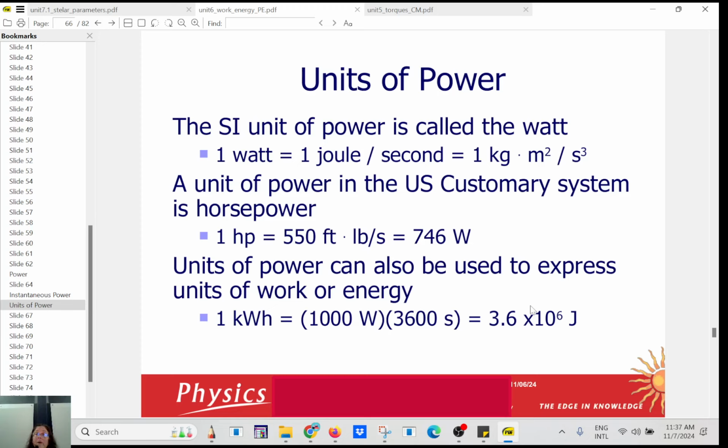Okay, so units of power, 1 watt is 1 joule per second. For example, the sun is losing energy every second, and the power will be 10 to the 26 watts, or joules per second. So that will be the amount of energy produced by the sun in 1 second.